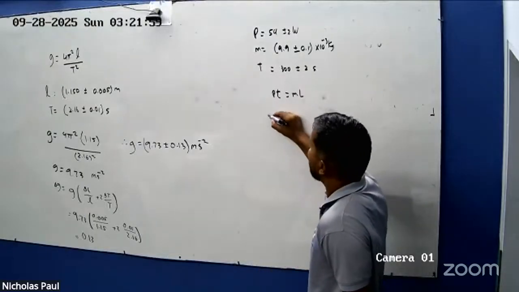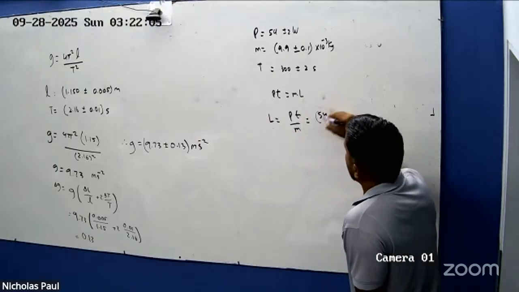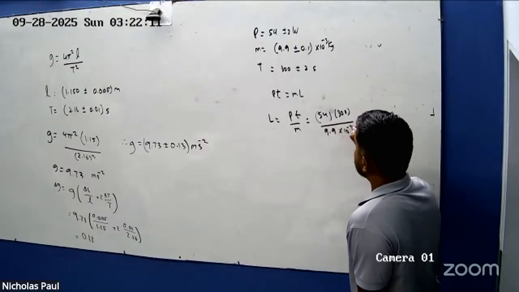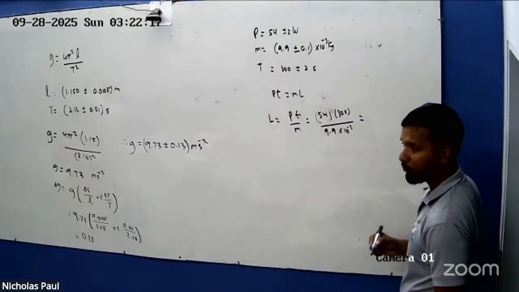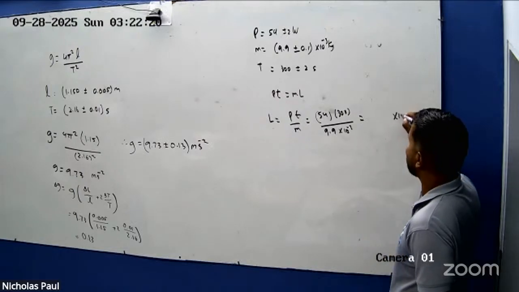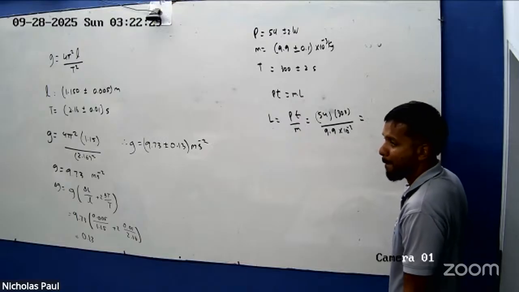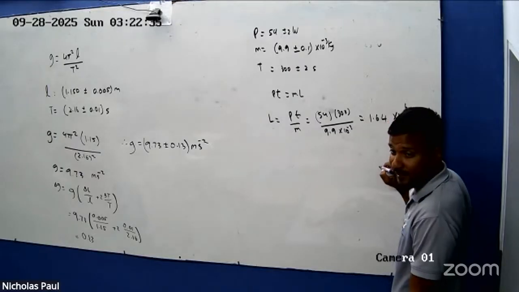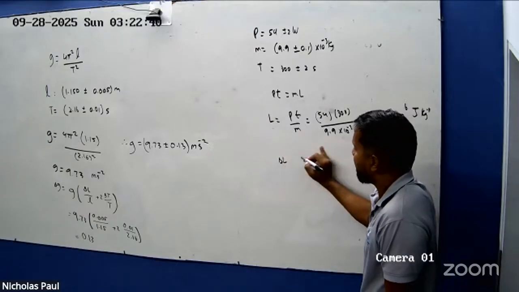Right, let's go. L is what? L is PT over M. So I can work it out one time. 54 by 300 all over 9.9 by 10 to the minus 3. How much is that? Give me by 10 to the power of 6. 1.64 by 10 to the 6. And now error in L is what?